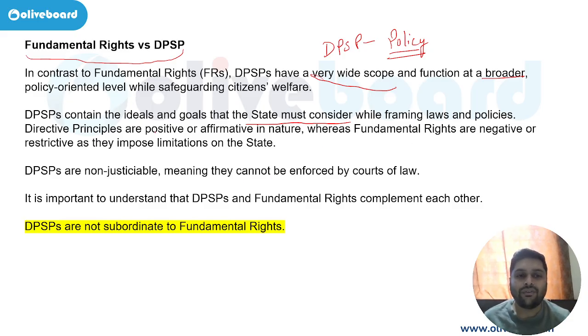These policies are positive or affirmative in nature, meaning they are enabling the government to make new policies. They are not restricting it. They are not negative. Whereas fundamental rights are negative or restrictive as they impose limitations. So many of the fundamental rights impose limitations on the state. The state cannot take away this thing, they cannot arrest without cause or something like that. Article 20, 21, right to life and liberty. The state cannot impede privacy. So these are restrictive, but directive principles are positive and affirmative. They enable the government. They support the government.